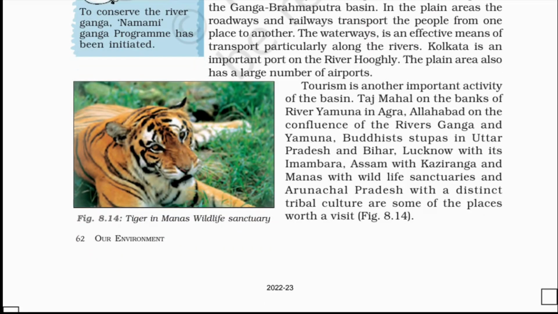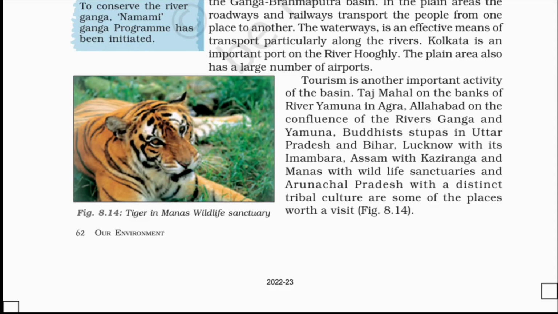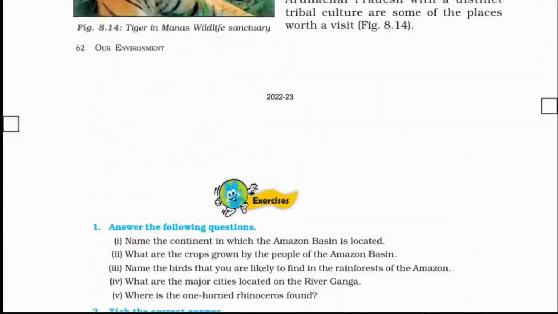Now, tourism is another important activity of this basin, Ganga-Brahmaputra. Taj Mahal on the banks of river Yamuna in Agra, Allahabad on the confluence of the river Ganga and Yamuna, Buddhist stupas in Uttar Pradesh and Bihar, Lucknow with its Imambara, Assam with Kaziranga and Manas wildlife sanctuaries, and Arunachal Pradesh with a distinct tribal culture are some of the places worth the visit.